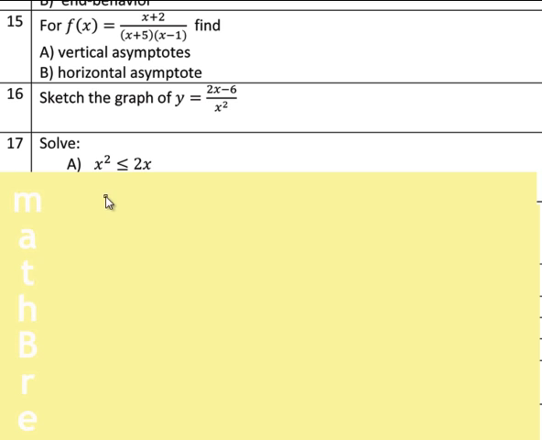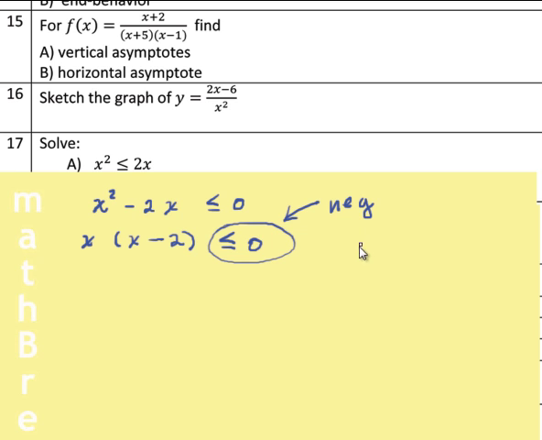In 17a we have a quadratic inequality. Let's get 0 on the right hand side. Factor out the x. Now less than or equal to 0 means negative and 0. So now we do our plus minus analysis. On the number line, let's put the zeros of x times x minus 2, so that would be 0 coming from this factor and 2 coming from this factor. And then we'll do a plus minus analysis.